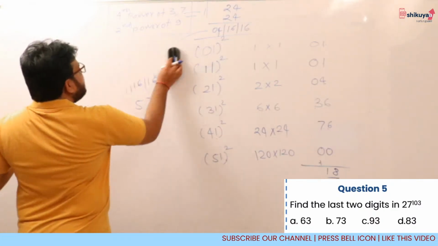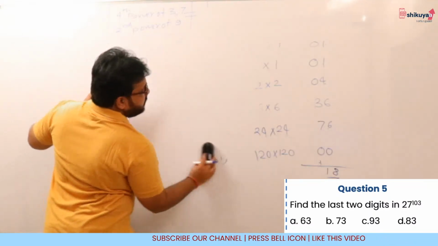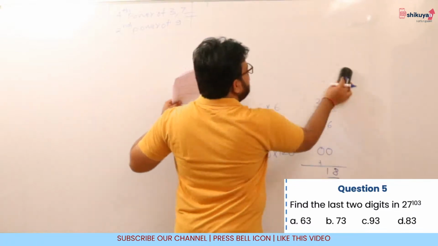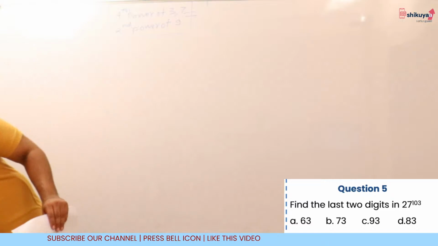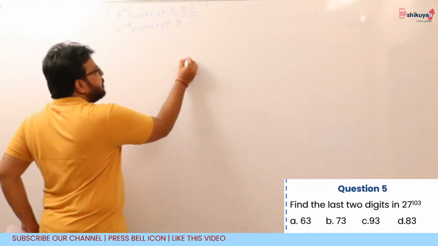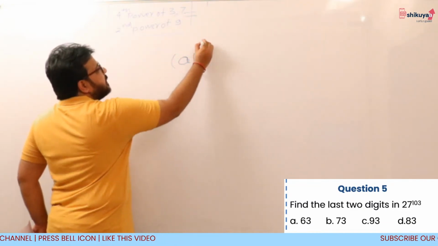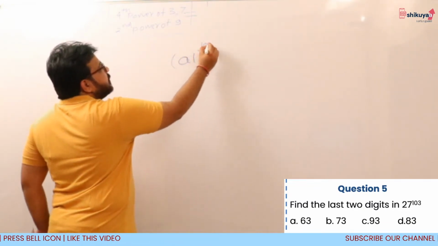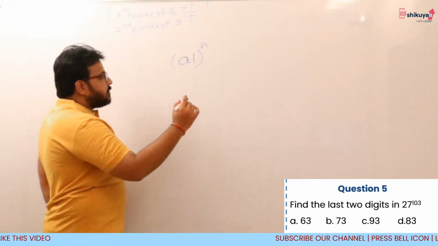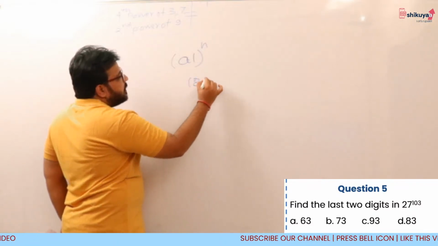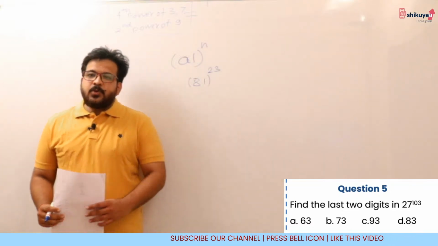Now everybody on the session, please be focused. I'm going to explain you something very important. Please focus on the numbers. First I would be telling you about a number ending in 1 raised to some power, a1 raised to n. Just look at the number, first example, 81 raised to 23.